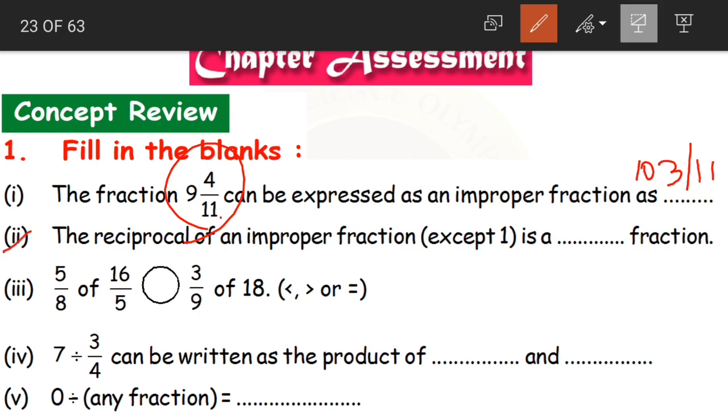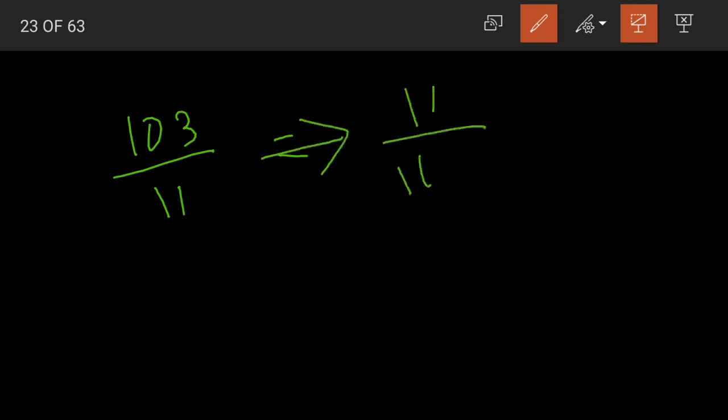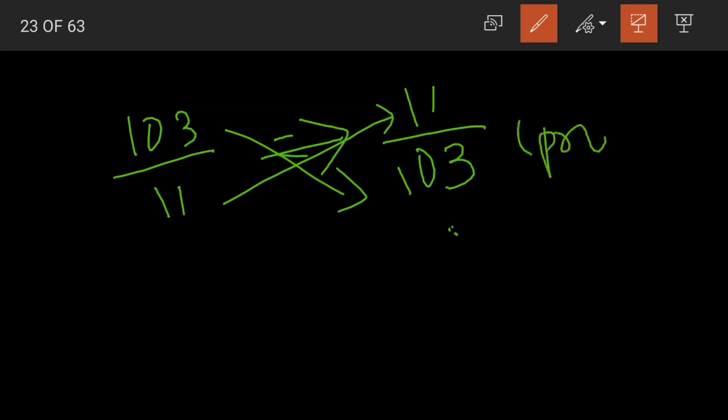The reciprocal of an improper fraction except 1 is a dash fraction. Now see, it's a very easy question. Just now we got 103 by 11, which is an improper fraction. What will its reciprocal be? 11 by 103. Yes, the numerator becomes the denominator and the denominator becomes the numerator. Now what is this? This is a proper fraction, right?